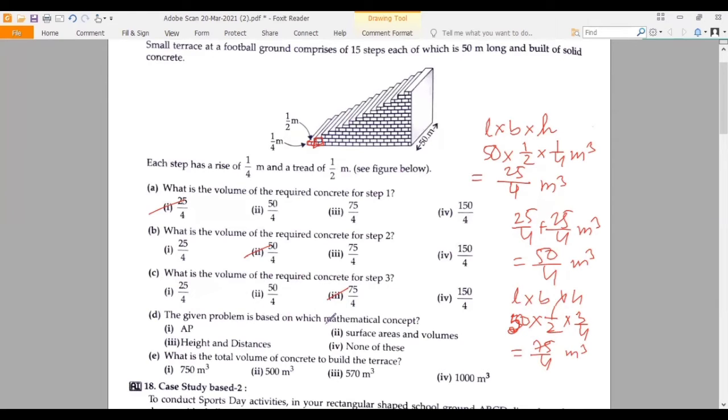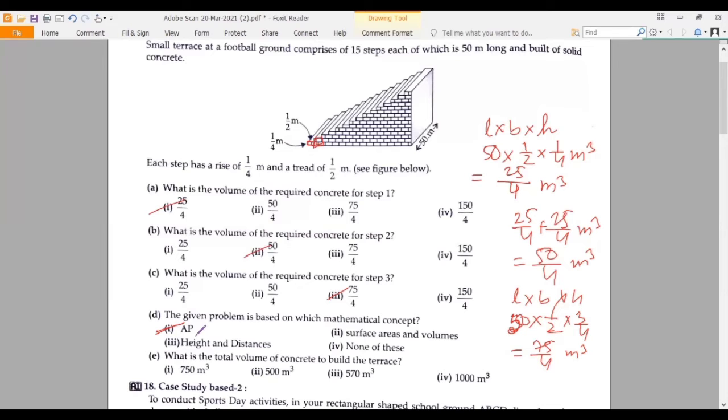The given problem is based on which mathematical concept? Here you are adding 25 by 4 plus 25 by 4 for each step. So you are getting the volume by adding 25 by 4. That means this is an arithmetic progression, not surface areas and volume. There is no need to calculate surface areas or volume. You are calculating volume, but you are getting it using the concept of arithmetic progression. So that's why this sum is based on arithmetic progression.